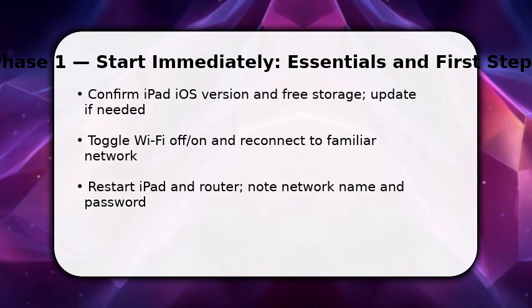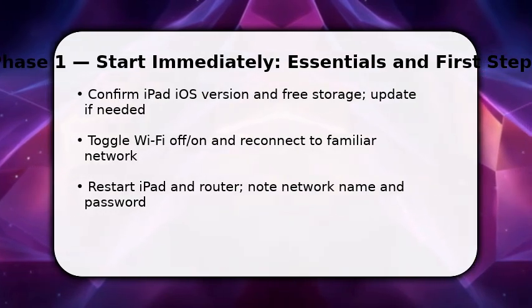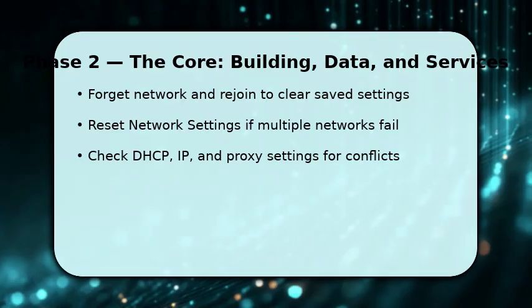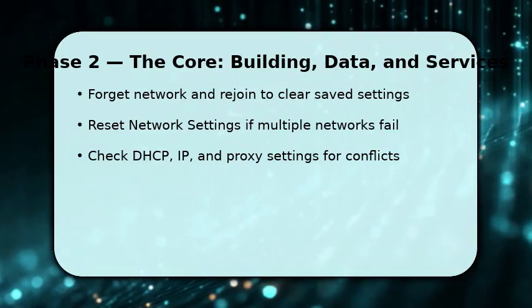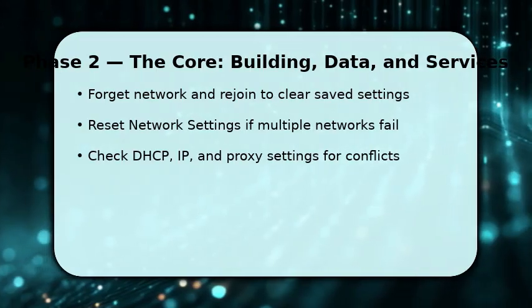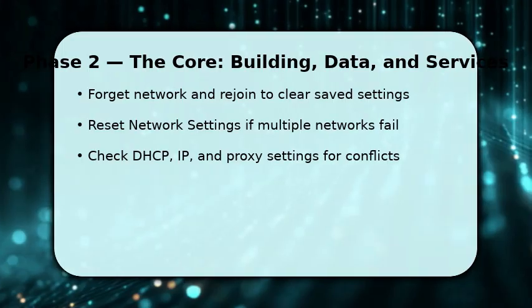Now you dig deeper. Go to Settings, Wi-Fi, tap the info icon and choose Forget this network. Then reconnect to clear corrupted profiles. If multiple networks fail, reset network settings to remove every saved configuration. This restores defaults but keeps your apps.